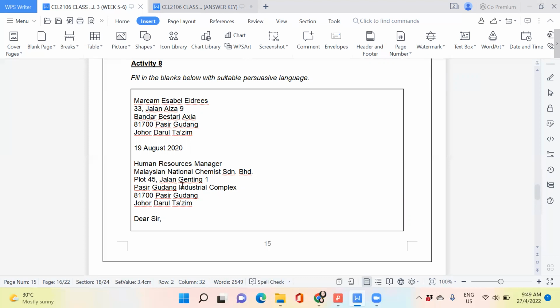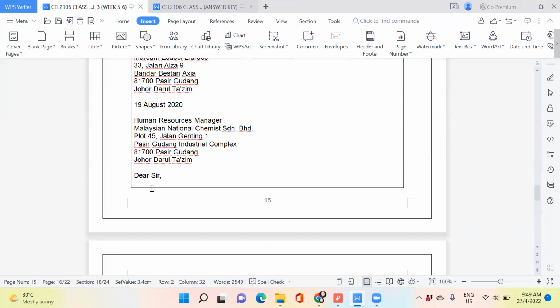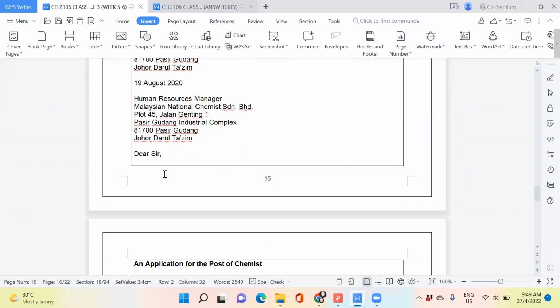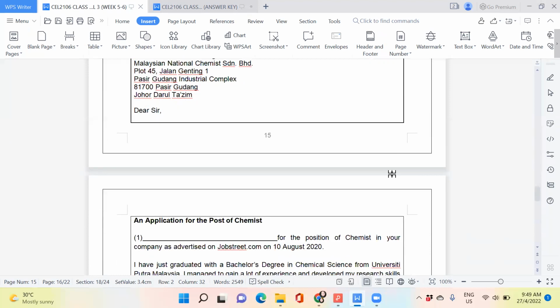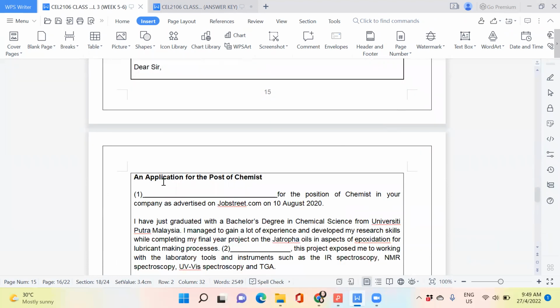All right, and then the address of the company, and then the salutation wajib ada. So here, perhaps you can say dear sir, madam, miss. So if you do not know lah, who are you referring to? So perhaps you can say dear sir / madam / miss. All right, and then this is the title of your letter. What is it about? Okay, this is an application for the post of a chemist.